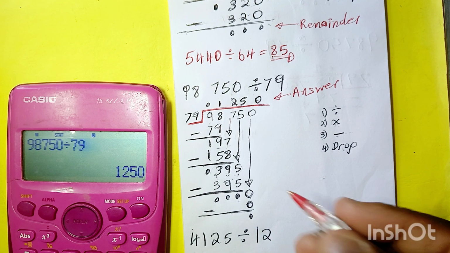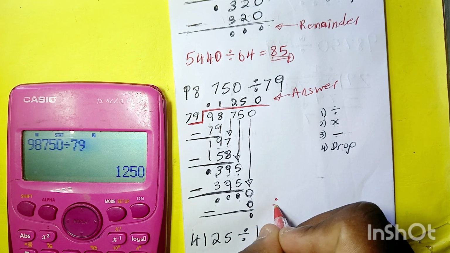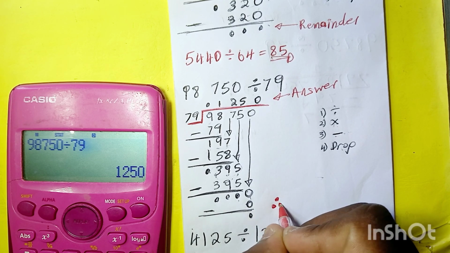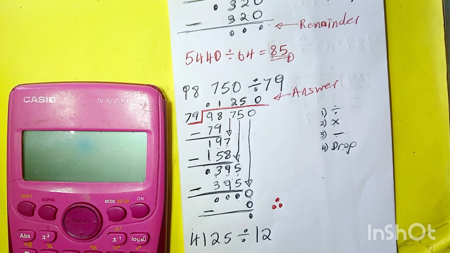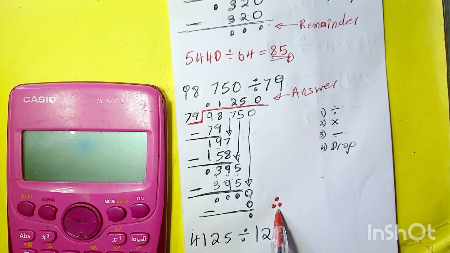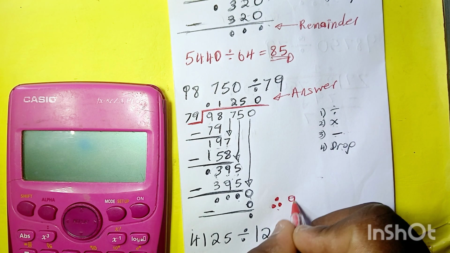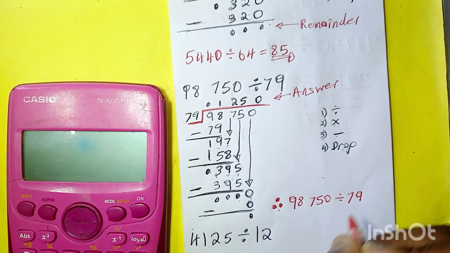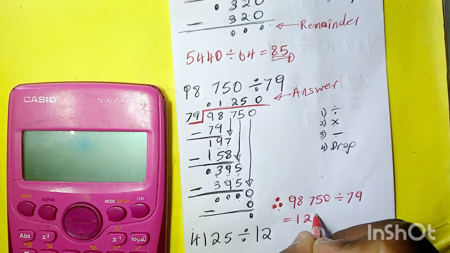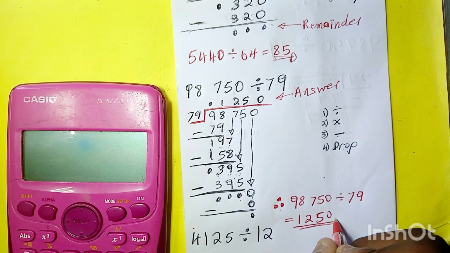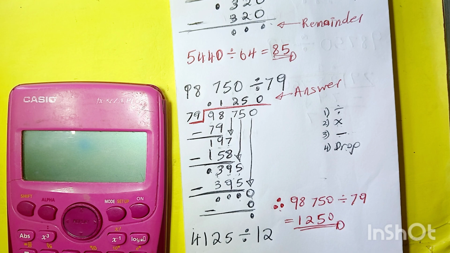Now you can say therefore. So guys, this dot represents therefore. In maths, we don't usually write with words. We usually use symbols. This symbol represents therefore. 98,750 divided by 79. The final answer is 1,250. Do you see? Yeah.